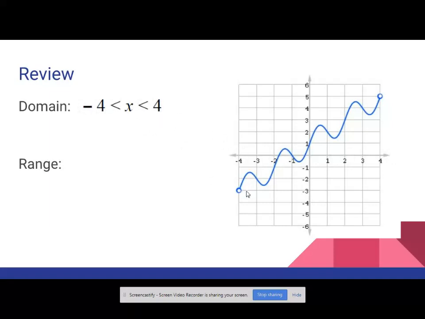Everything in between. Since we have an open circle here and here, 4 is not included, -4 is not included, but we get super close. So we have -4, 4, and then we just say less than and greater than, not equal to.